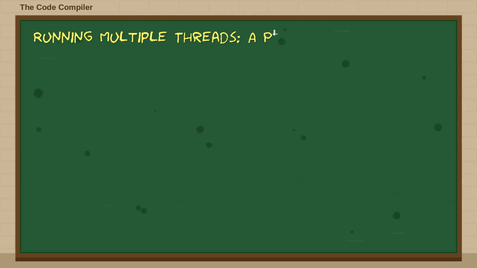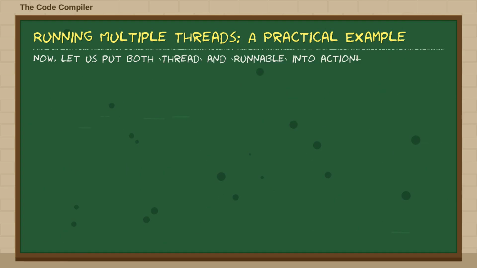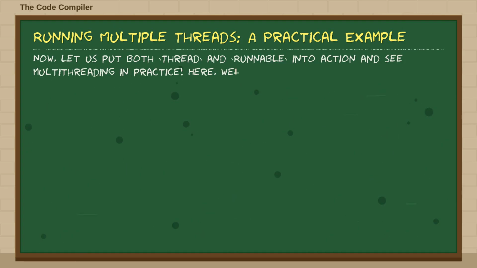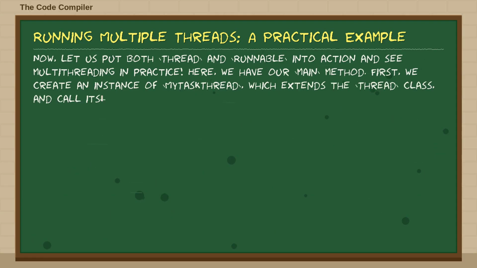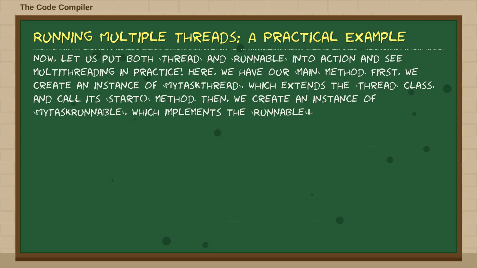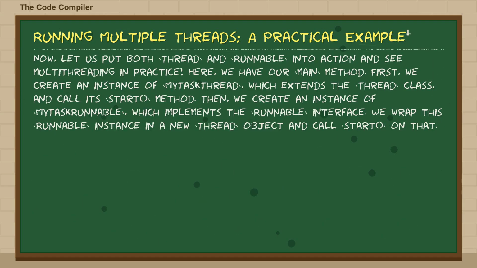Now, let us put both Thread and Runnable into action and see multithreading in practice. Here, we have our main method. First, we create an instance of MyTaskThread, which extends the Thread class, and call its start method. Then, we create an instance of MyTaskRunnable, which implements the Runnable interface. We wrap this Runnable instance in a new Thread object and call start on that.